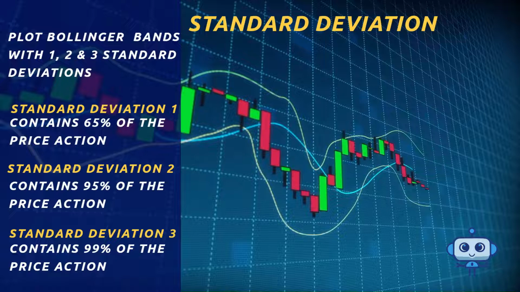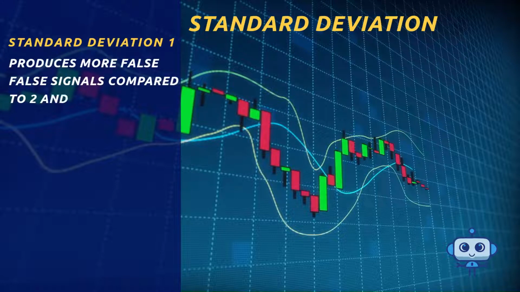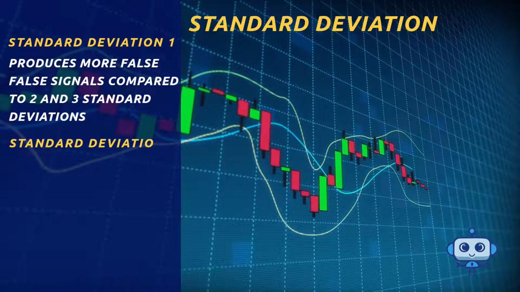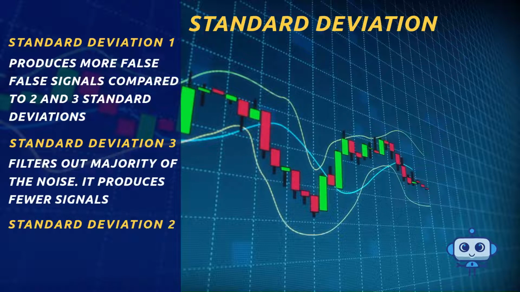Plotting the Bollinger Band with 1 standard deviation produces more false signals, compared to 2 and 3 standard deviations. The 3 standard deviation filters out the majority of the noise, however it also produces fewer trading signals. The majority of Forex traders prefer using 2 standard deviations.